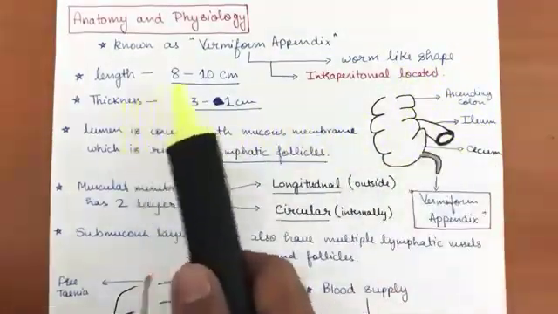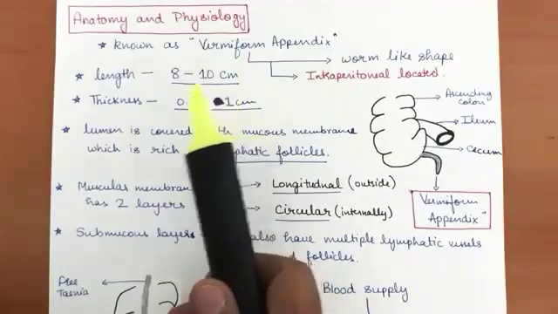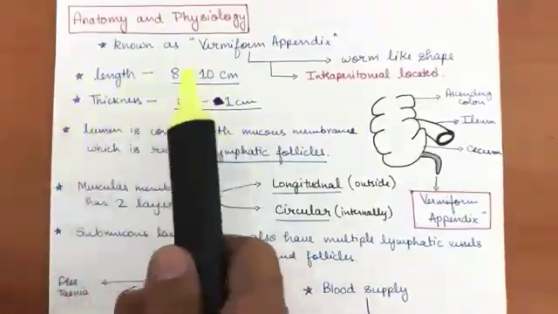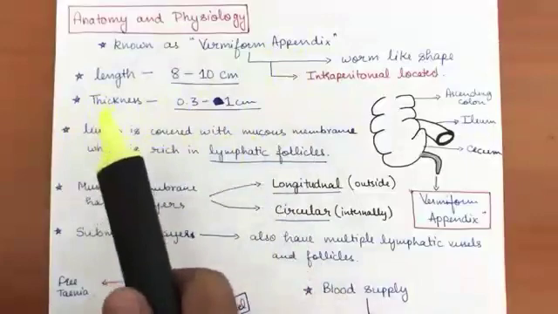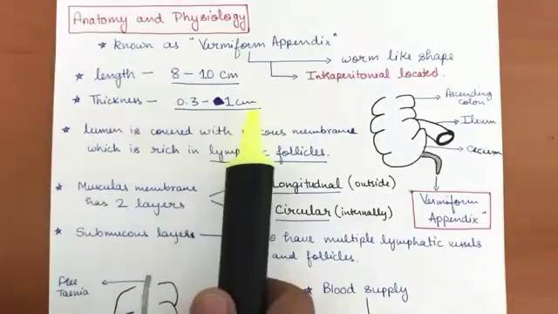Also, the length of the vermiform appendix is 8 to 10 centimeters, and this is the normal size. It can vary from person to person also, and the thickness is from 0.3 to 1 centimeter.